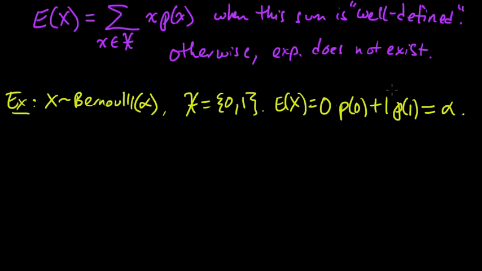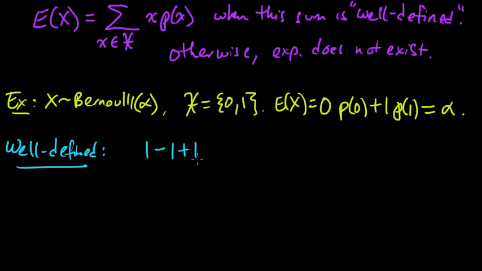So let me now explain what I mean by this mysterious condition, well defined. Let me illustrate the problem briefly. So here's a question for you. What if I have an infinite sum of the following form: 1 minus 1 plus 1 minus 1 plus 1, etc. What does this equal?